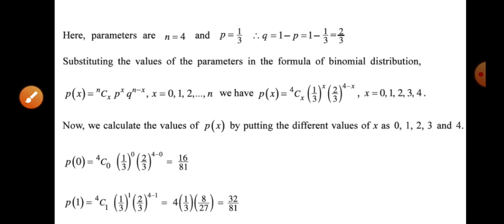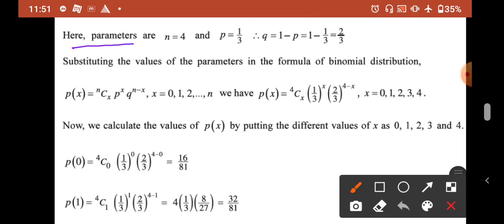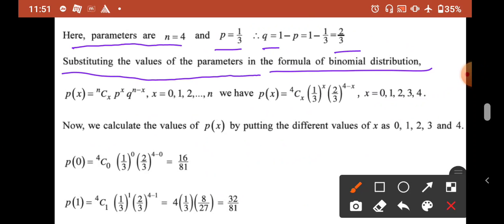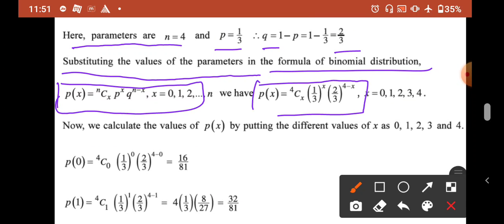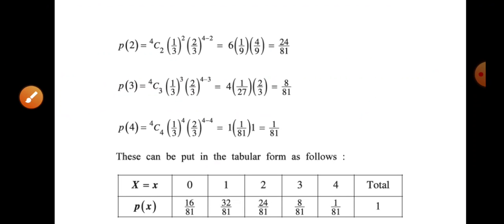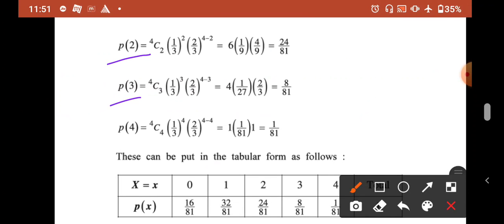Okay, so see, here the parameters n is 4 and p is 1 by 3, so q will be 2 by 3. Substituting the values of the parameters in the formula of binomial distribution. So this is the formula as you know. Now the values of p and q are substituted. Now x will be from 0 to 4. Now find the value of p of 0, that is 16 by 81, then p of 1, similarly p of 2, p of 3 and p of 4.